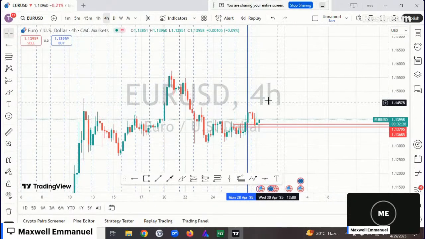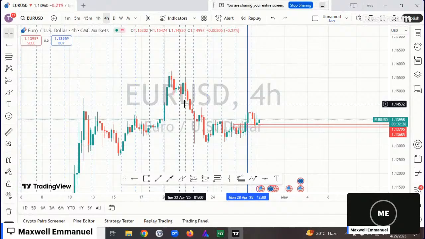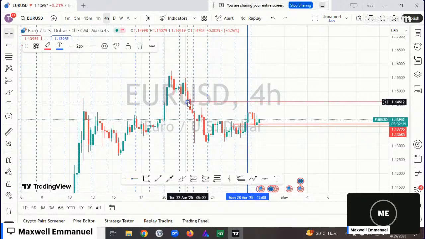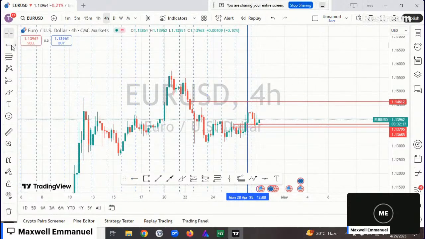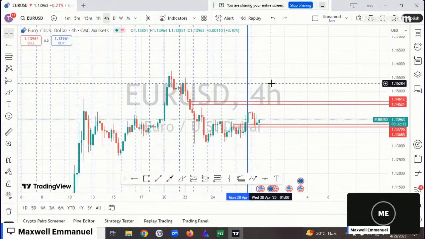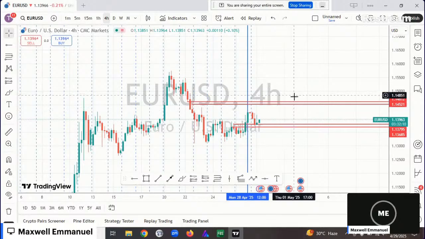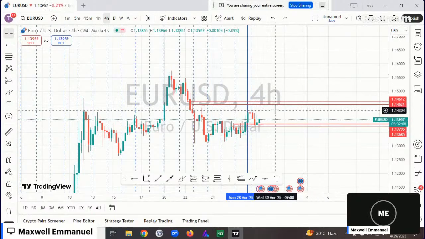So let's buy. I'm expecting, we have a fair value gap here. I'm expecting Euro USD to come fill this fair value gap before going bearish. That's my expectation on Euro USD. This is my target for today.